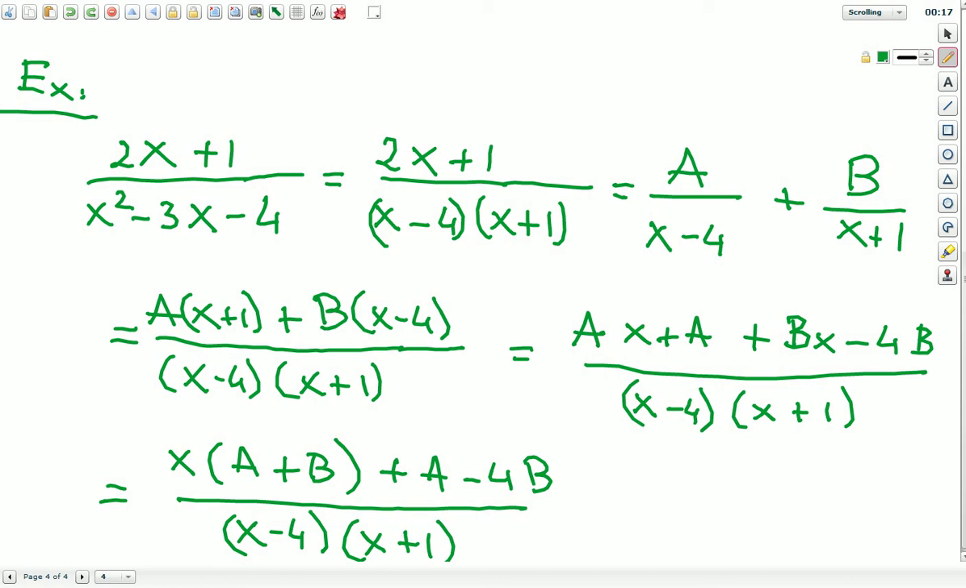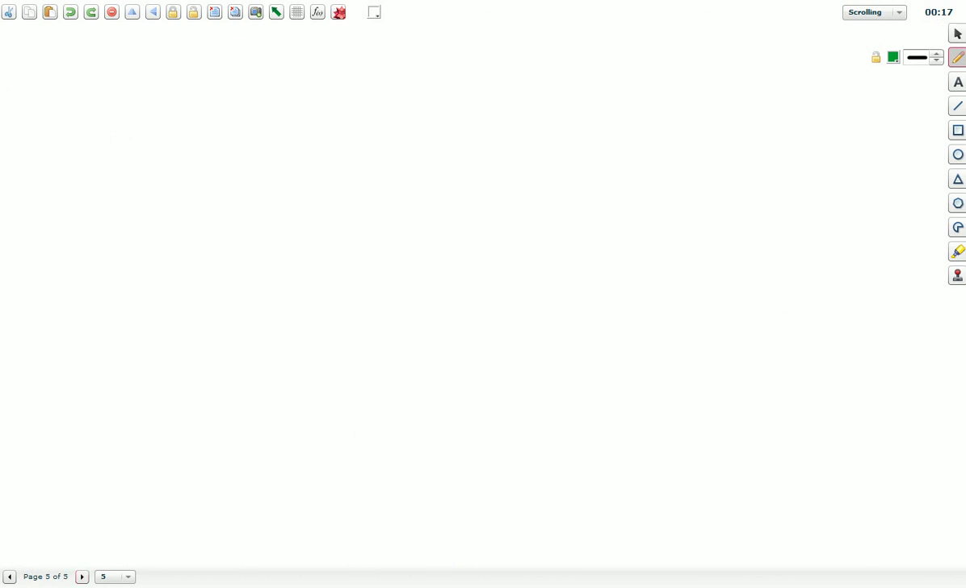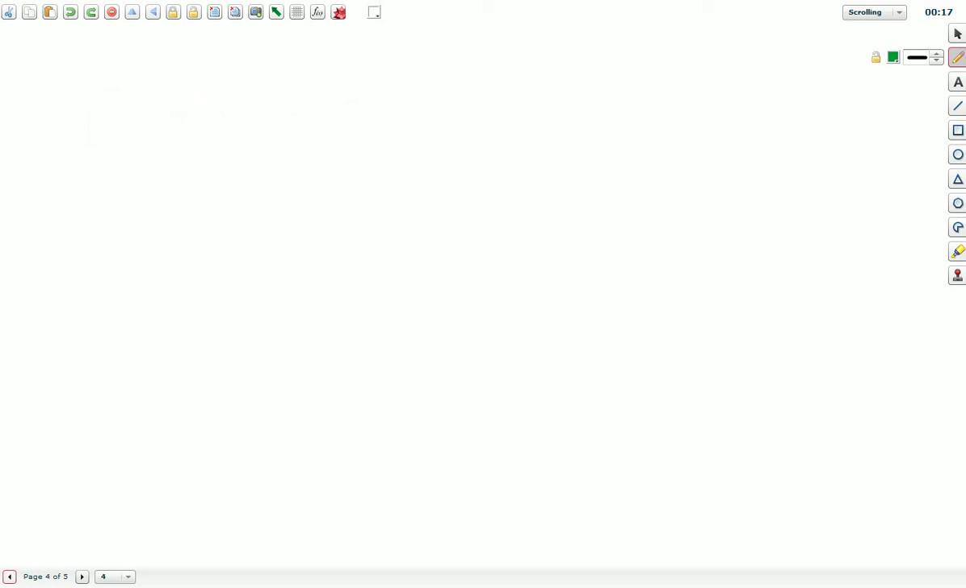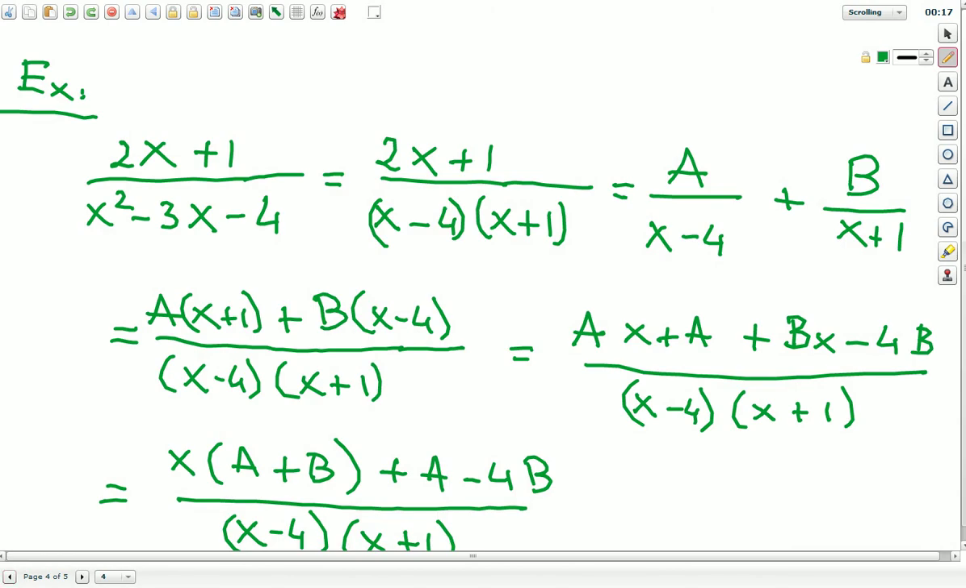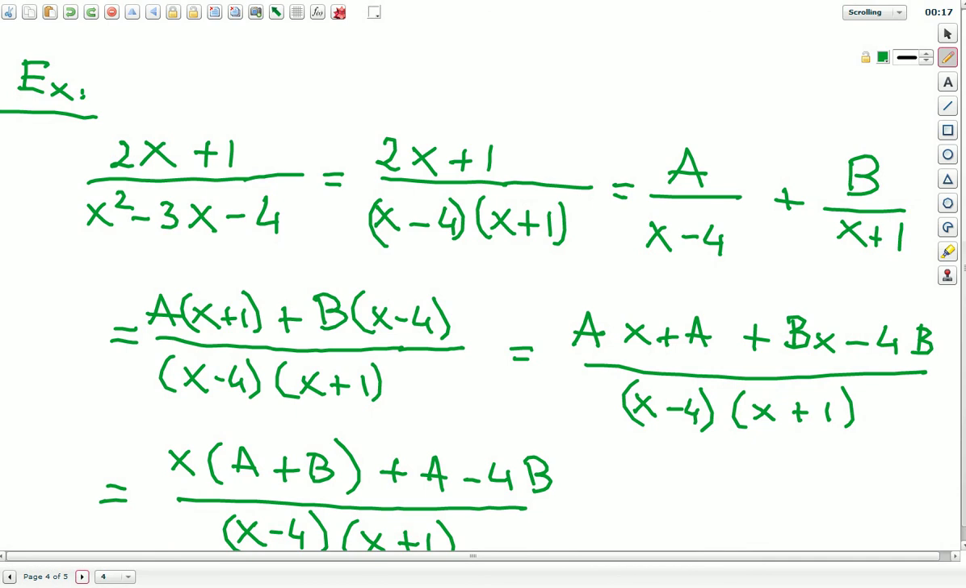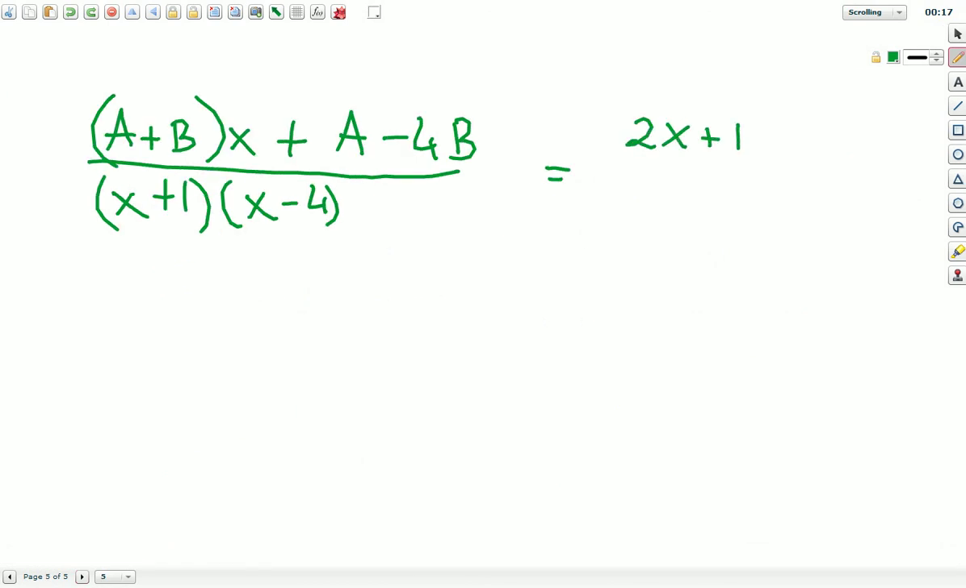x minus 4 times x plus 1. Okay, so our goal is to find a and b such that (a plus b) times x plus a minus 4b, over x plus 1 times x minus 4, is equal to the fraction we started out with, which is 2x plus 1 over x plus 1 times x minus 4.